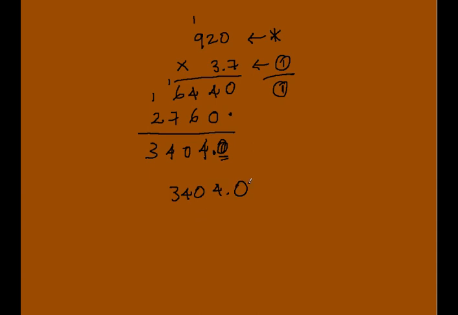3404.0. Or they usually say any zeros after a decimal, you can just drop it. So your final answer will technically be this. Or this, it doesn't matter. Let's look at another example.